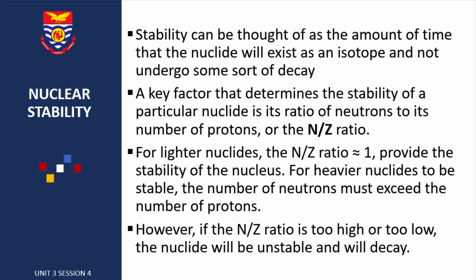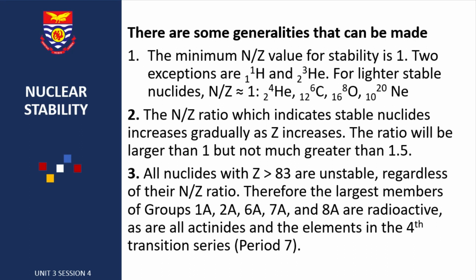But for heavier nuclides, we can determine stability by the number of neutrons. The number of neutrons must exceed the number of protons. Once the number of neutrons exceeds the number of protons, then that nuclide is said to be stable. Also, if the neutron to proton ratio is too high or too low, the nuclide will be unstable and it will decay.